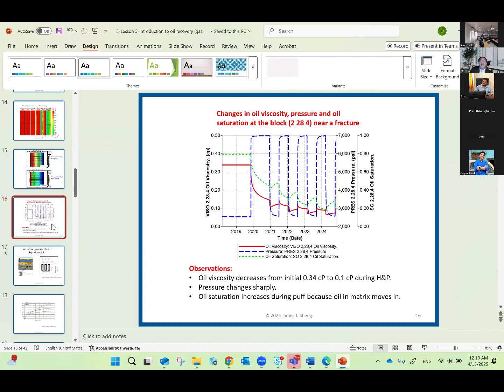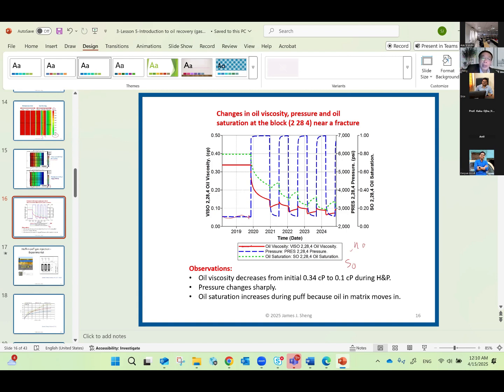Okay. Now let's look at the Huff-n-Puff case. Now in the Huff-n-Puff, this red curve shows the viscosity, and the blue dotted line shows the pressure. The green dotted line shows the oil saturation. Okay, let me first explain the pressure. Now, initially, you have primary depletion, right? Pressure is low.